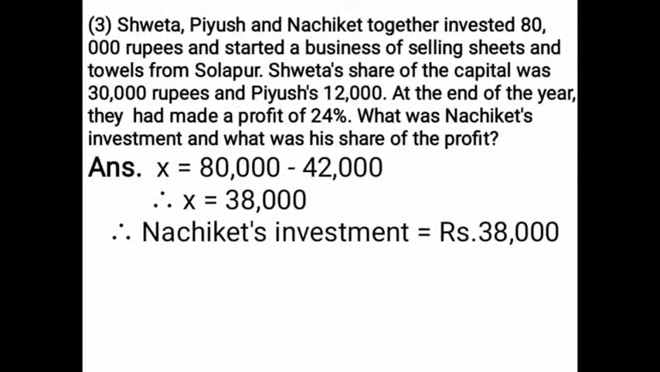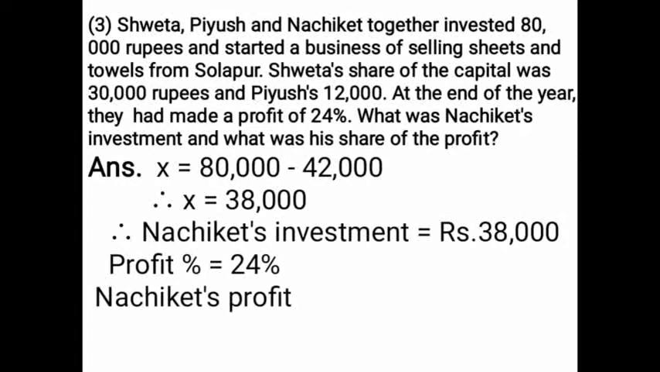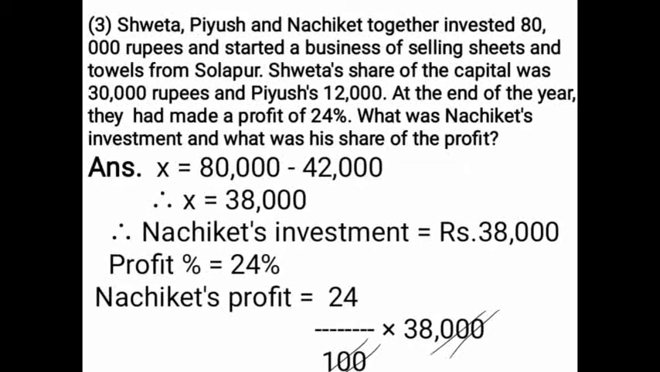You have to find now Nachiket's profit. Profit percent is given how much? 24%. So next statement you have to write profit percent is equal to 24%. Nachiket's profit will be 24% profit into Nachiket's investment. If you are calculating Nachiket's profit, you have to calculate 24% of profit into Nachiket's investment, that is 24 upon 100 into 38,000. Cancel both the zeros on numerator and denominator. Like this way. Now you have to multiply 24 into 380.